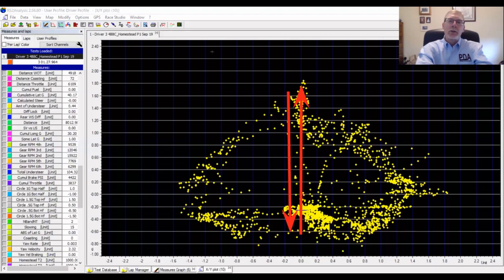And as you take a left-hand turn, G forces are going to be on your right. So in this quadrant is going to be left-hand turns. And as you take a right-hand turn, of course, the G forces are on your left. So in this quadrant, that's all G forces from right-hand turns. So this is why I like to look at G forces this way.